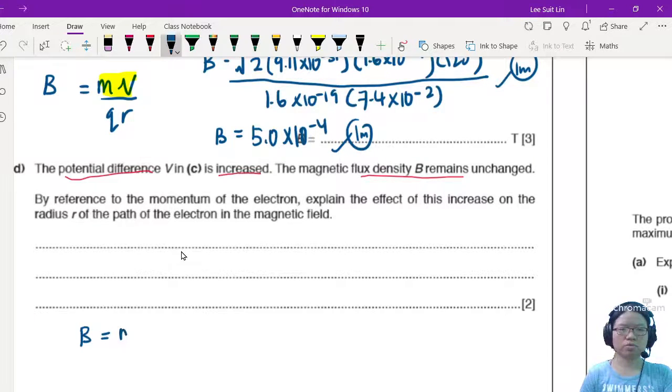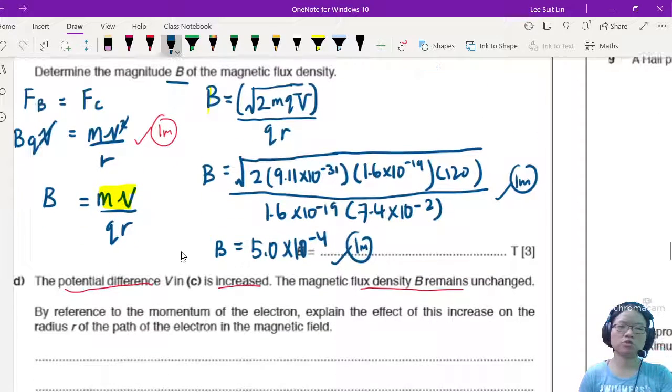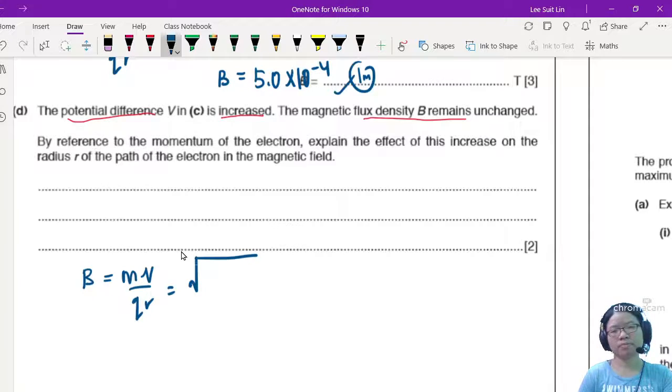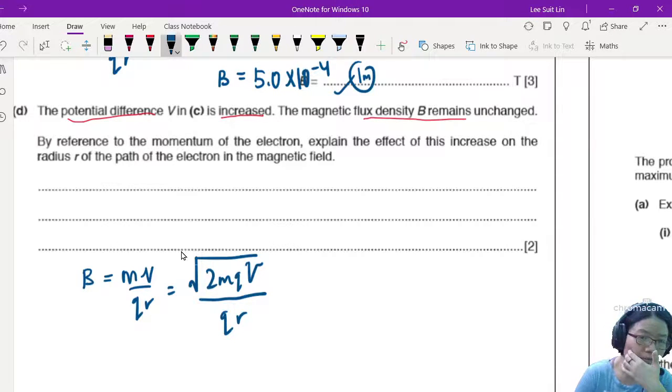B is equal to mv over qr, which also happens to be square root of 2mqv over qr. Do it slowly, no rush. Okay, so just a reminder again. This is how you keep catching yourself in case you are the type who gets easily confused.